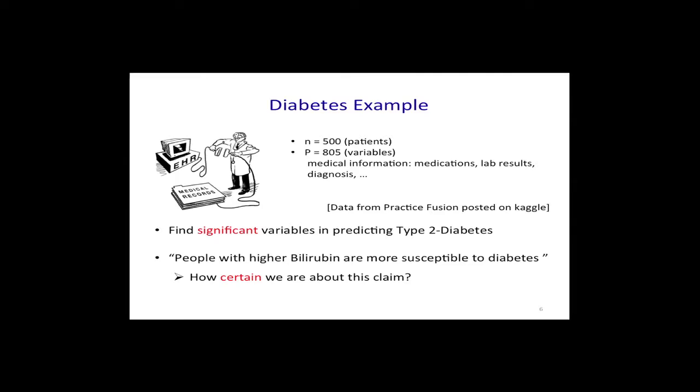this is a claim based on the data. It's subject to all these sorts of noise and variability. It depends on the specific sample of the population that you have. And now the question is, how certain are we about such a claim? And this is essentially what I want to talk about today. So before getting into details, let me say what I want to do.